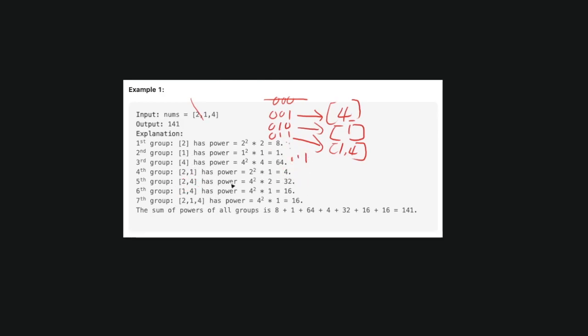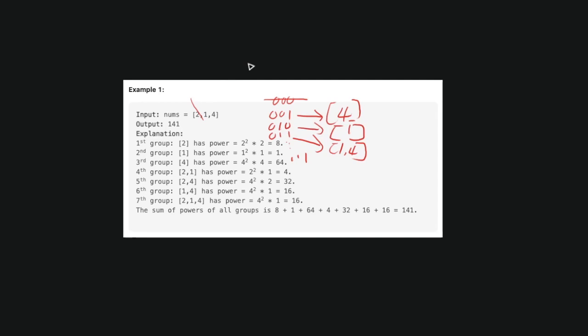And 2, 4: the maximum here is 4, so we apply the square on the maximum, and times the minimum, which is 2, and that's why we get 32. And 1, 4: 1 is the minimum here, so you just times 1, and 4 is the maximum here, so we need 4 to the power of 2, and then we times them together and we get 16. And 2, 1, 4: the maximum here is 4, so we do 4 squared times the minimum, which is 1, so 4 squared times 1 is 16. We add up all of these and we get 141. That's how this 141 comes about.